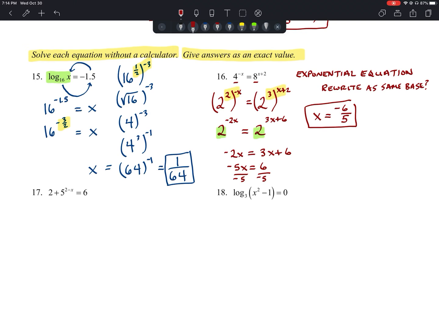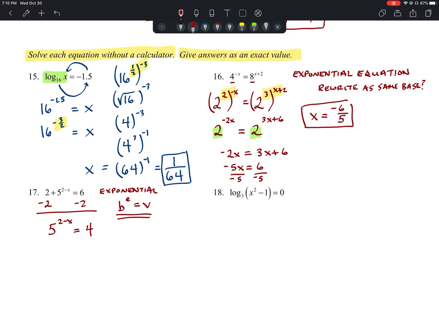All right, so then let's look at number 17. 17 is also exponential, but it looks a little different here. Remember, when we realize we've got one that we can't rewrite as the same base, then we need to get it into that form where it's a base with an exponent equals a value. So what we need to do here is get rid of this 2 on each side. So we're going to subtract it. We've got 5 to the power of 2 minus x is equal to 4. And now it more resembles this.